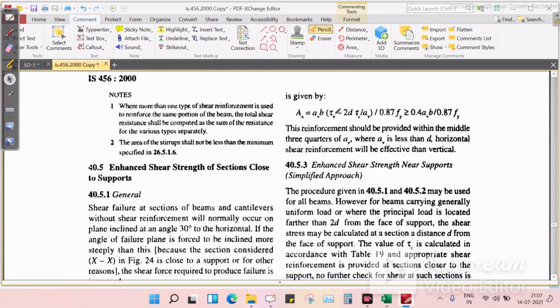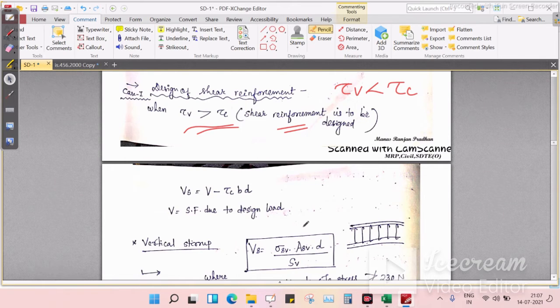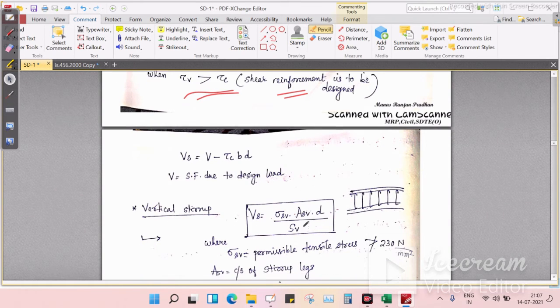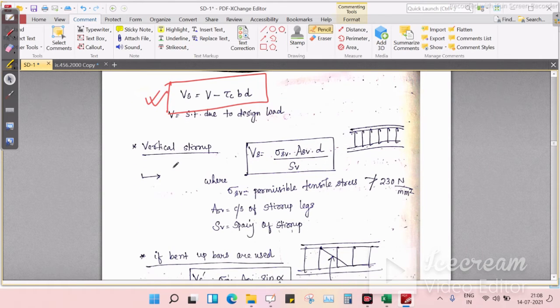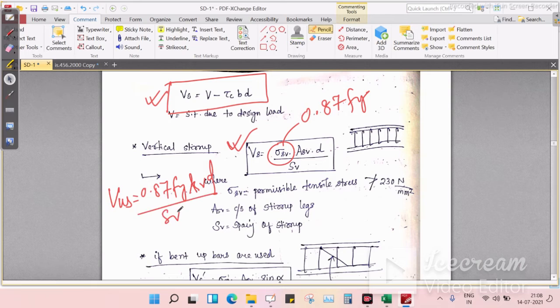Next, go to our note page. Okay, so we know Vus is equal to Vu minus tau c bd. For vertical stirrups, the formula is Vus equal to sigma ASV, which is 0.87 fy. So in the IS code, the value is given as Vus equal to 0.87 fy ASV d divided by sV. From this we get sV.